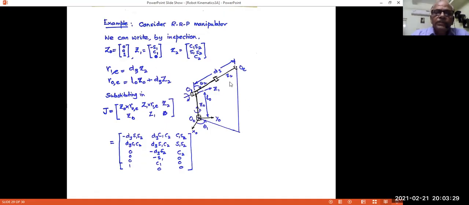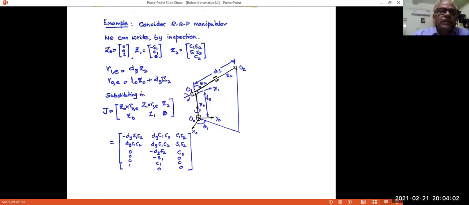And for a simple case, you can also see how to write a Jacobian. For example, I take the RRP manipulator we discussed earlier. Suppose you fix the frames like this, and at one point, it has rotated by an angle theta 1, and this has also moved by an angle theta 2, and the linear joint motion has taken the end point between these two points, and this frame has gone to d3, let us say.